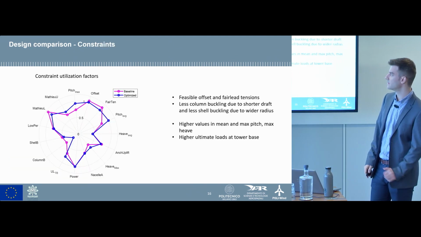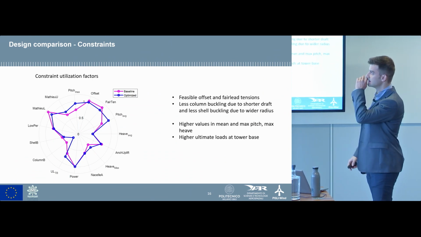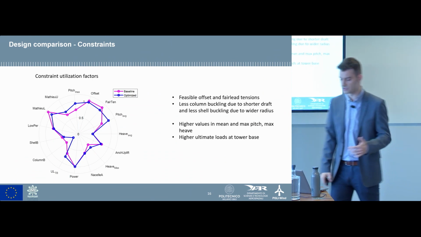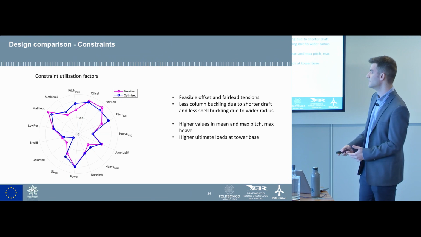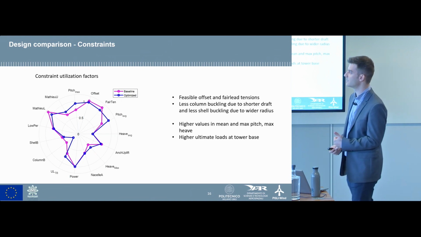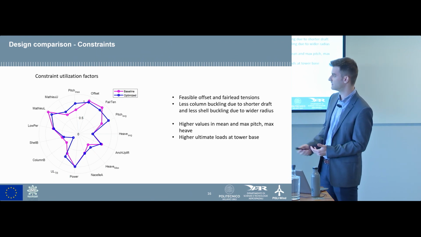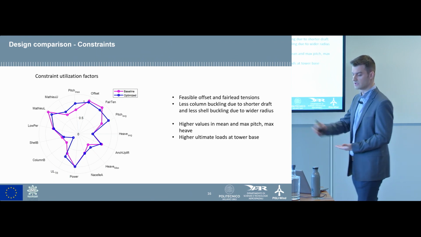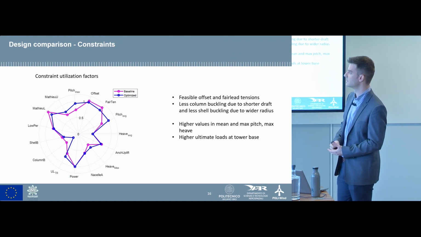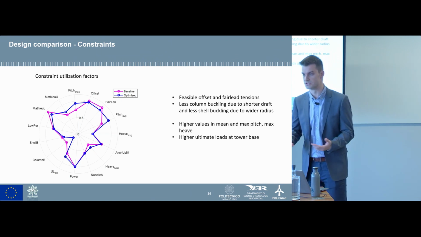So here we can have a look at the constraints to make a more efficient comparison between the designs. Here you see the constraint utilization factors. One means it uses all the allowable constraints, and above one means the solution is not feasible.